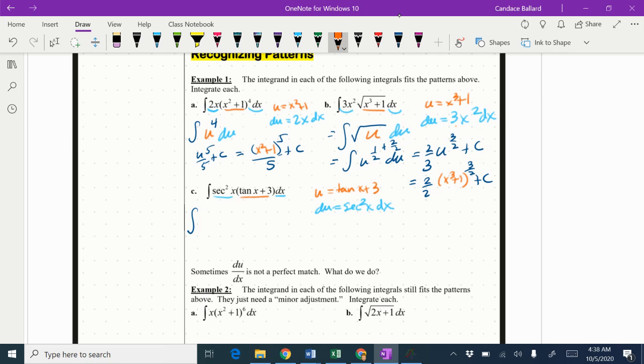So the integral of u for the tangent of x plus 3, and du is going in for secant squared x dx. When I integrate that, I get u, I'm going to add 1, so to the second divided by 2 plus c. So that means I'm going to substitute my u back in, tangent of x plus 3 squared over 2 plus c.